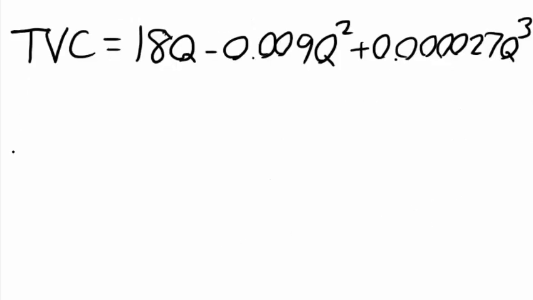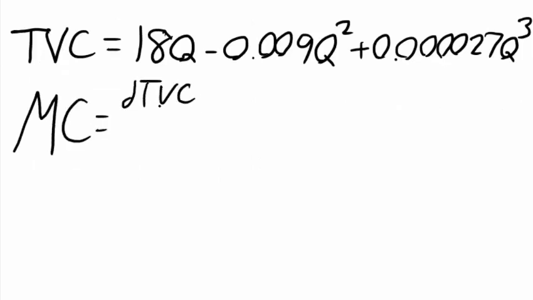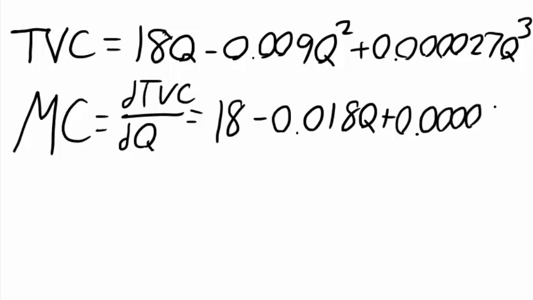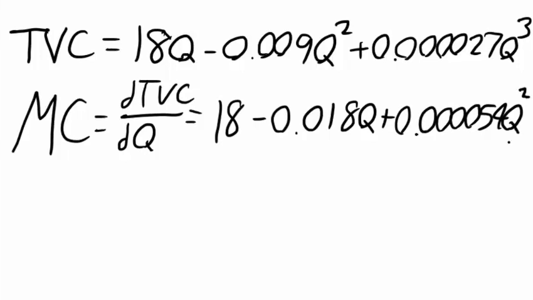Now, in order to find our marginal cost, we would take the derivative of the total variable cost function with respect to q. And our derivative ends up being 18 minus 0.018q plus 0.000081q squared. And that is our marginal cost function.